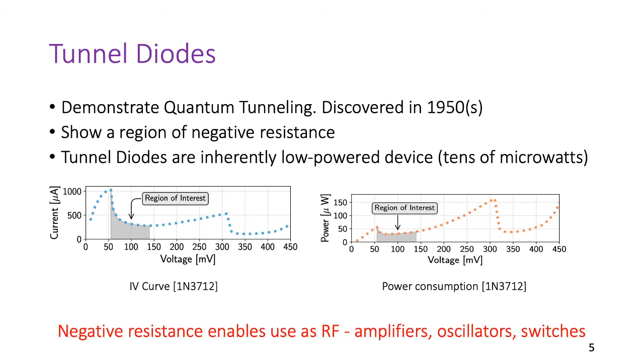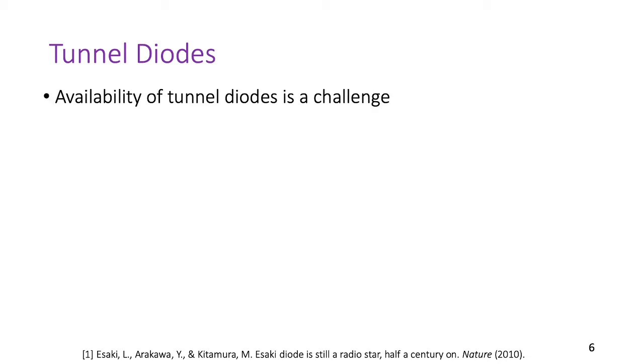Further, the negative resistance allows the use of these devices for the design of RF amplifiers, oscillators and switches, which means now we can design these devices while consuming tens of microwatts of power, which fits in the constraints of small batteries or energy harvesting sources. So while tunnel diodes are these fascinating devices, we also encounter a challenge in using tunnel diodes, and that is the availability of tunnel diodes.